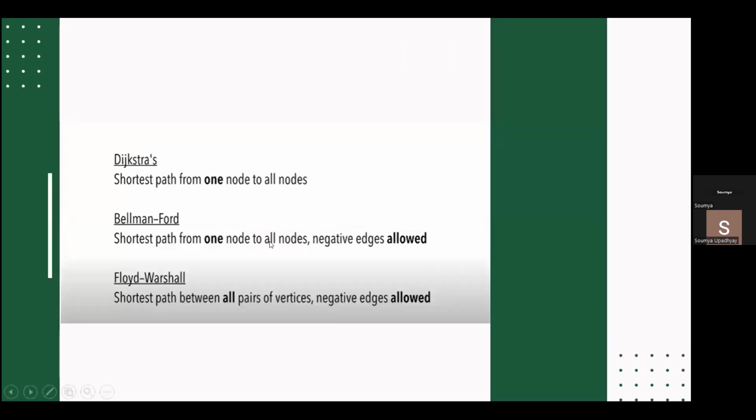So you'll be wondering what is the difference between Dijkstra's, Bellman-Ford, and Floyd-Warshall. Dijkstra's is the shortest path from one node to all the other nodes. Bellman-Ford is the shortest path from one node to all nodes, where negative edges are allowed. Floyd-Warshall is the shortest path between all pairs of vertices, where negative edges are allowed.